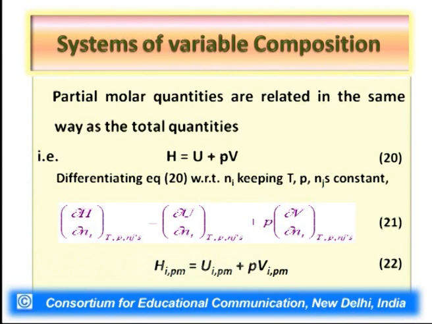Now it is time to understand that partial molar quantities are also related in the same manner as the complete quantities are related. When we say this, what does it actually mean? Suppose, for example, we are talking about the relationship of enthalpy, H equal to U plus PV, which is basically a combination function, if you remember it carefully from our discussion of thermodynamics. So, H equal to U plus PV.